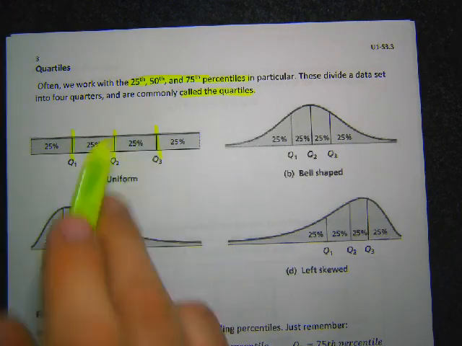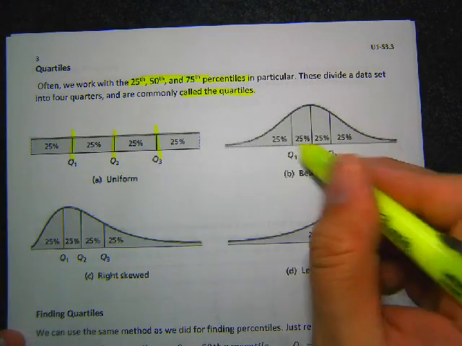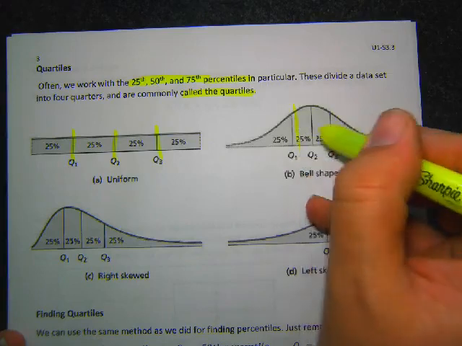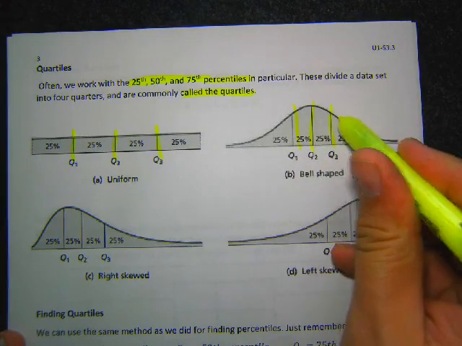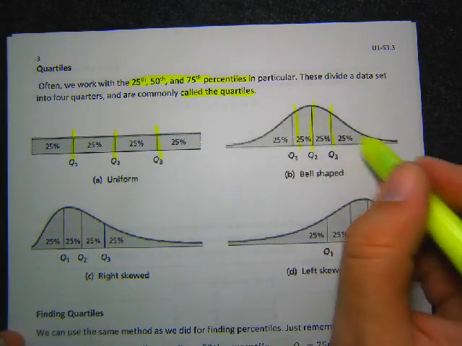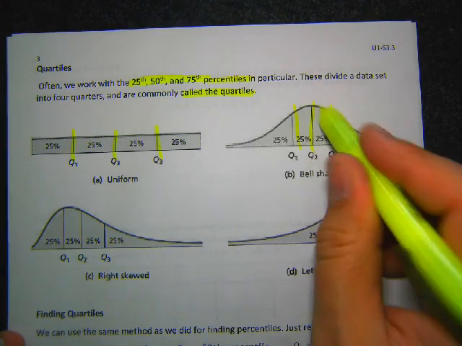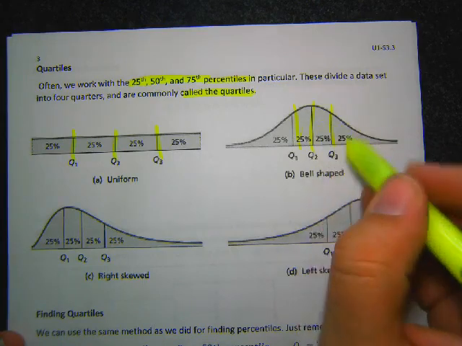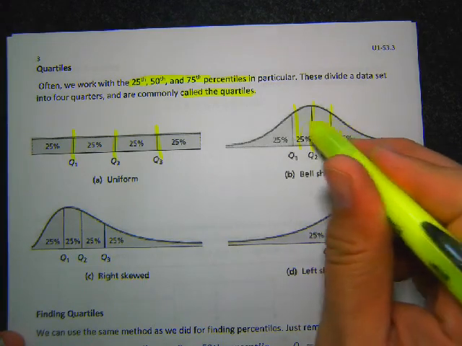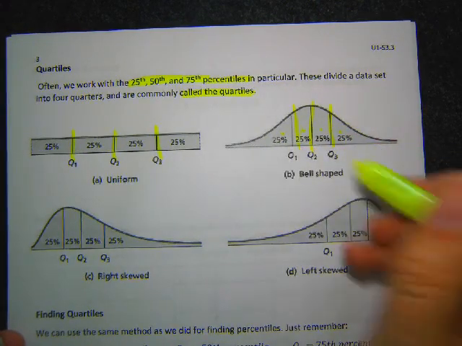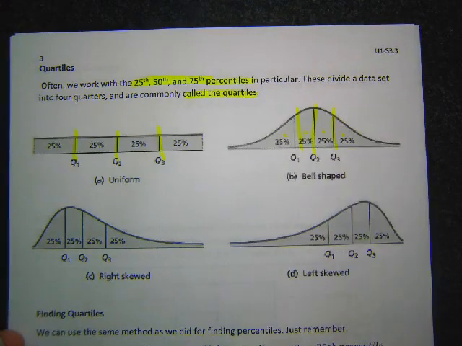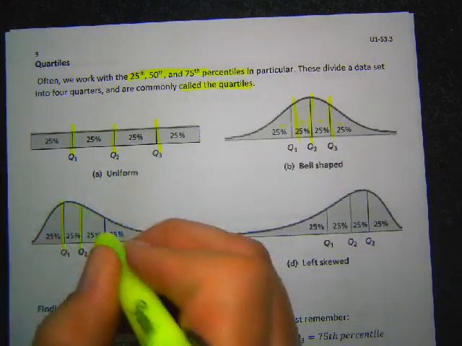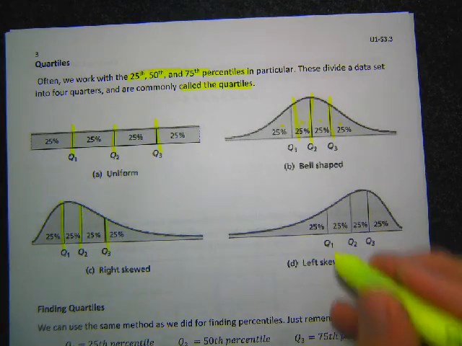Here they show it for a uniform set of data. If you have a set of data that's a bell curve like this, you'll notice that the ends are going to be a little bit longer pieces because the data there is sparser. There's more data in the middle pieces. But overall, this piece and this piece and this piece and this piece are all 25%. The quartiles chunk it into 4 equal-sized pieces. Same thing here.